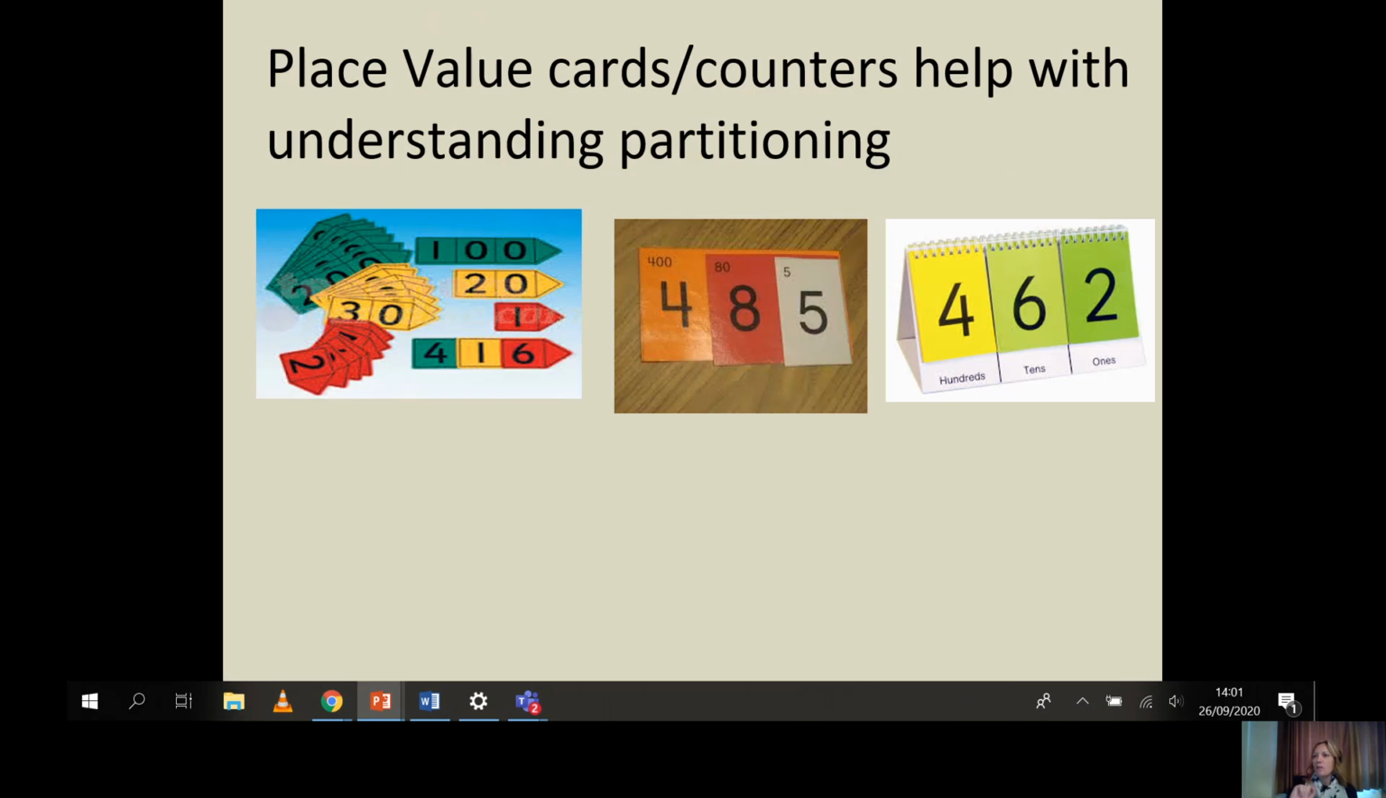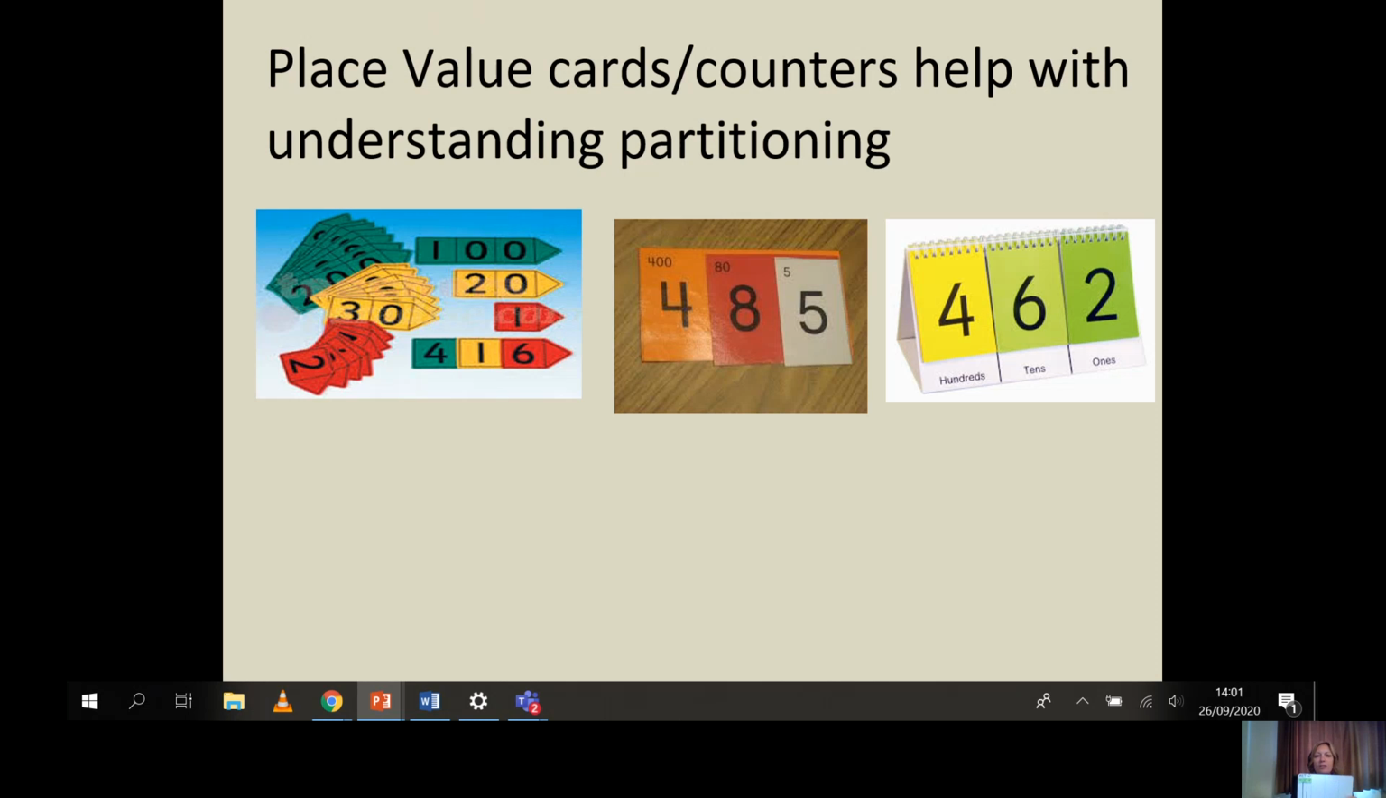Now, one of the resources that was sent out to you was these place value cards. The pictures show you the different ways that they come. You can get them in all sorts of different ways. Generally, they're colour coded, and there's a lot of activities you can do with them. Schools will have them. Your children will probably play with them. So I'm just going to show you a couple of little activities.